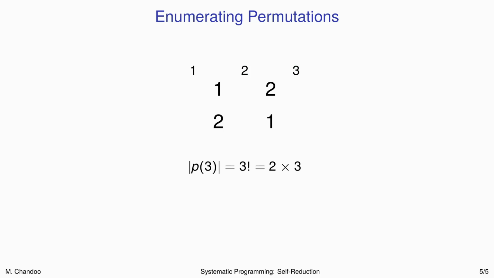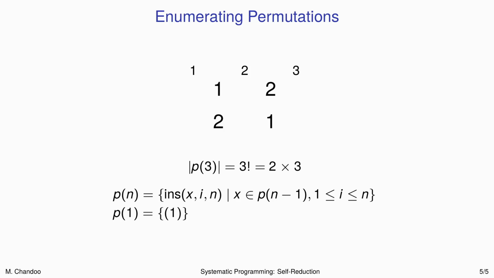So the set of all permutations with 3 elements can be expressed as follows. First, choose a permutation with 2 elements, and then choose a position where to plug in the 3. In general, the 3 becomes n, and the 2 becomes n minus 1. The irreducible instance in this case is n equals 1, for which we simply return the set of all possible permutations directly.